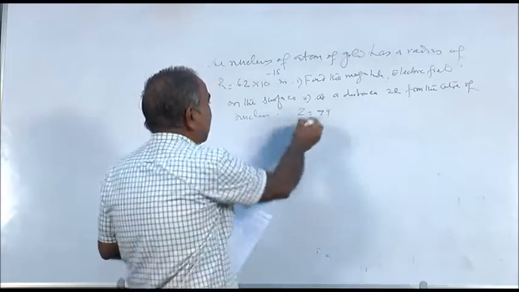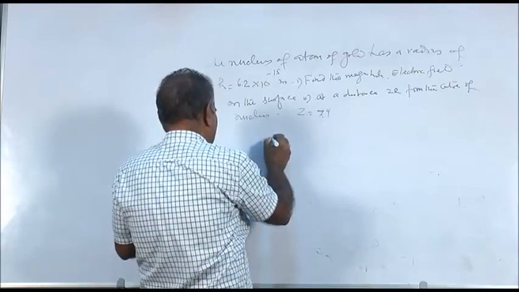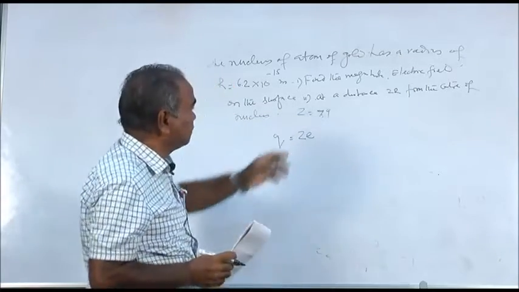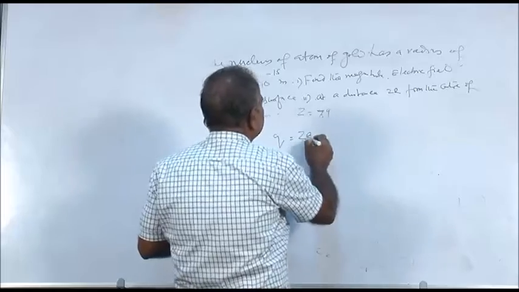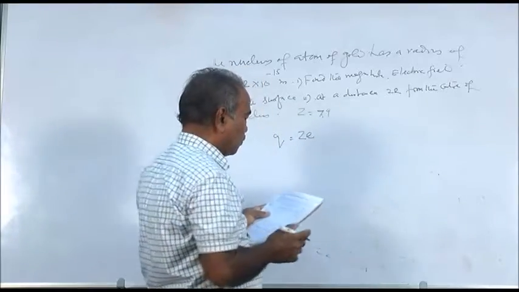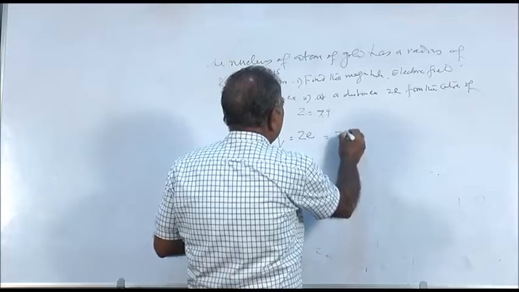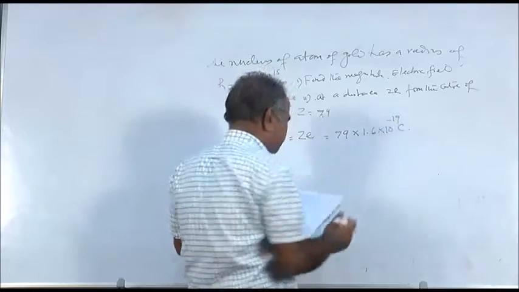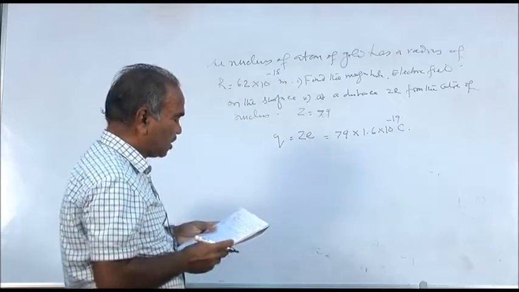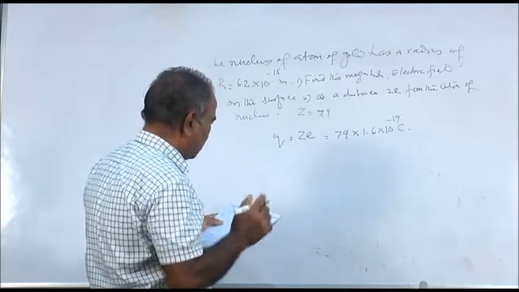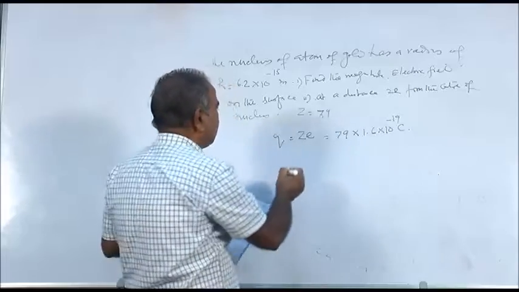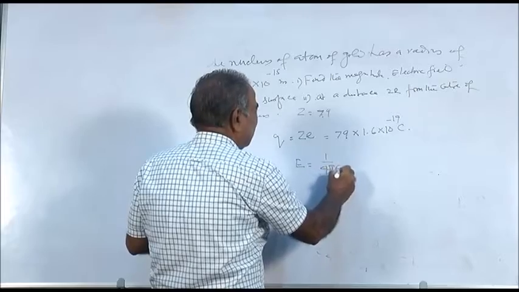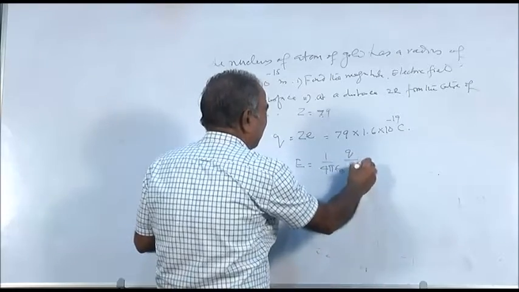So, total charge, the charge on the nucleus, Q is equal to Ze. Z is the atomic number and e is the electronic charge. So, that is equal to 79 times the electronic charge, 1.6 into 10 to the minus 19 coulomb. And on the surface of the nucleus, we have calculated already that electric field intensity E is equal to 1 by 4 pi epsilon 0 Q by R square.